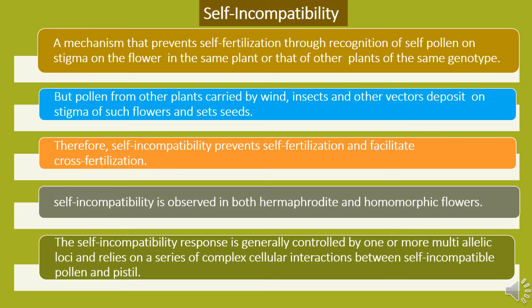And self-incompatibility is observed in both hermaphrodite and homomorphic flowers. The self-incompatibility response is generally controlled by one or more multi-allelic loci and relies on a series of complex cellular interactions between self-incompatible pollen and pistils.